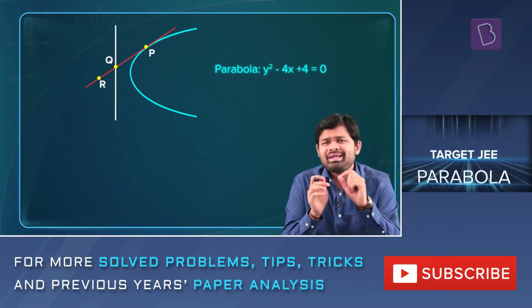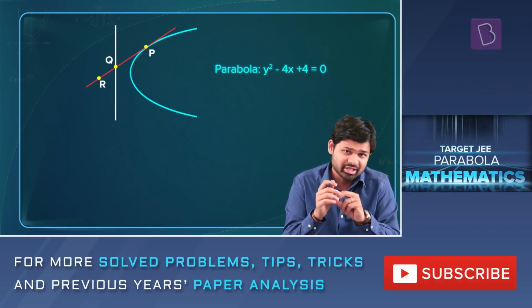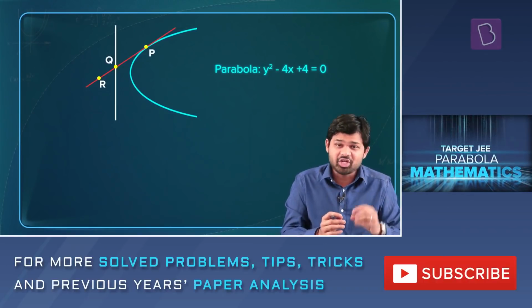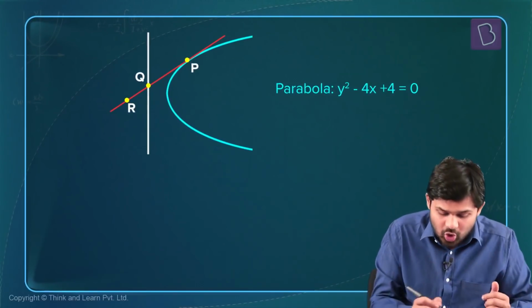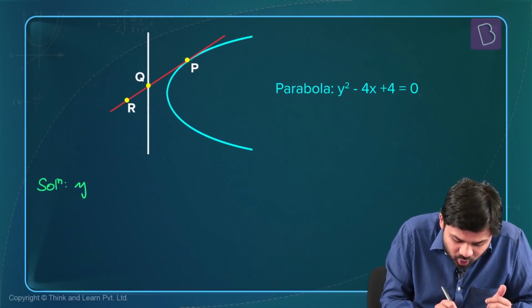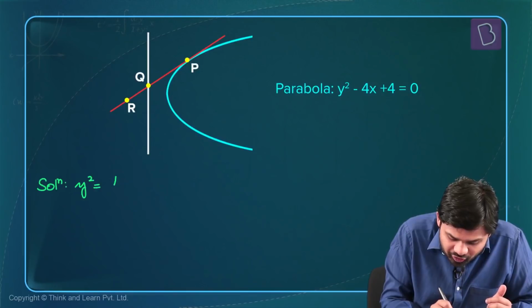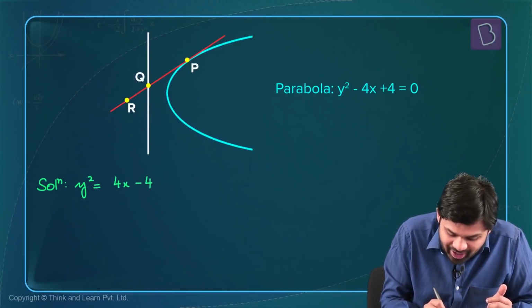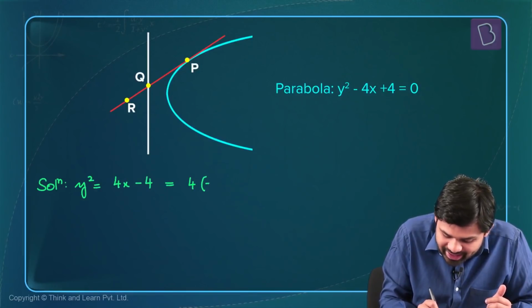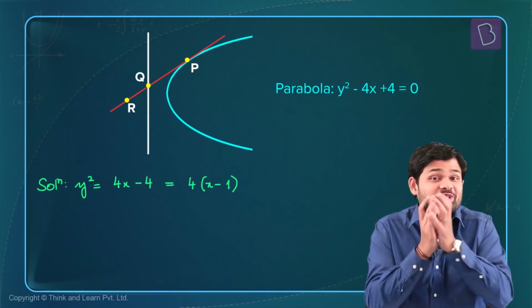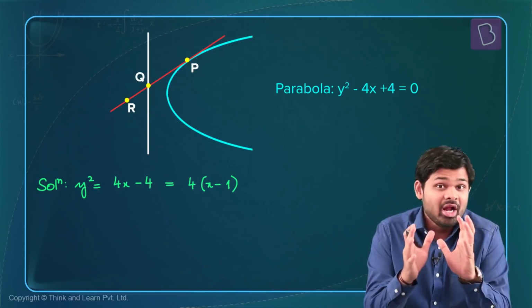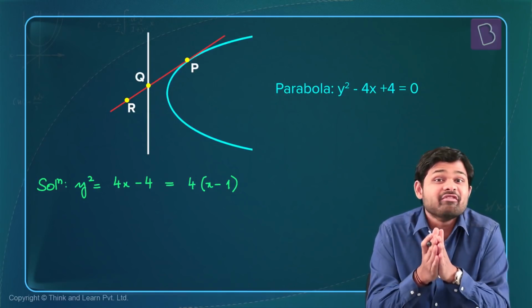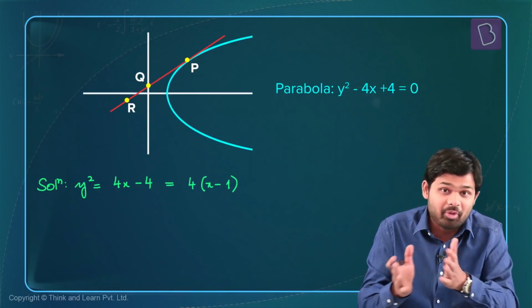But I don't like writing the parabola equation in this way because it doesn't give us a lot of information. So I'm going to rewrite the equation of the parabola in the form that we know, and I'm going to write it as y square equal to 4x minus 4, and further write it as 4 times x minus 1. So as soon as I write this, now I can visualize the parabola much better, because from this equation I can visualize each of the points.